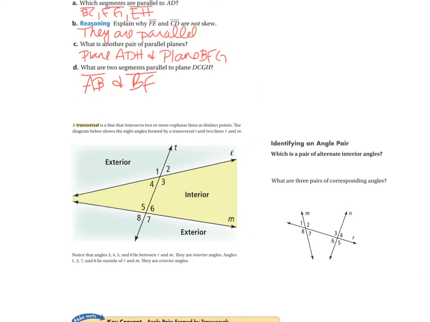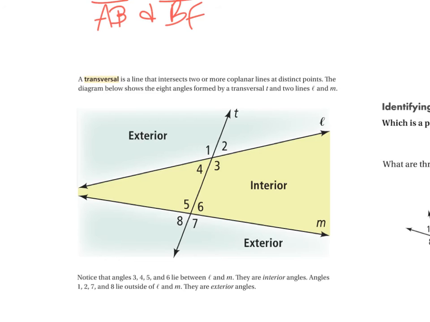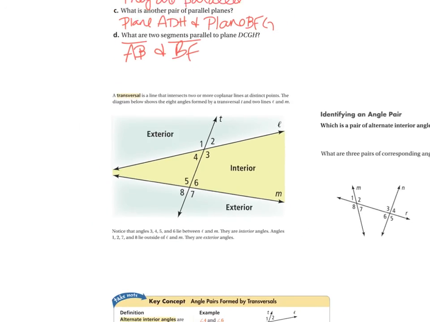Okay, so now on to the next part. We're going to start talking about transversals. You may remember this from pre-algebra. So a transversal is a line that intersects two or more coplanar lines at distinct points. The diagram shows the 8 angles formed by the transversal T. So the T, the one that cuts through both of them, this one right here, is your transversal. And then the two lines M and L.